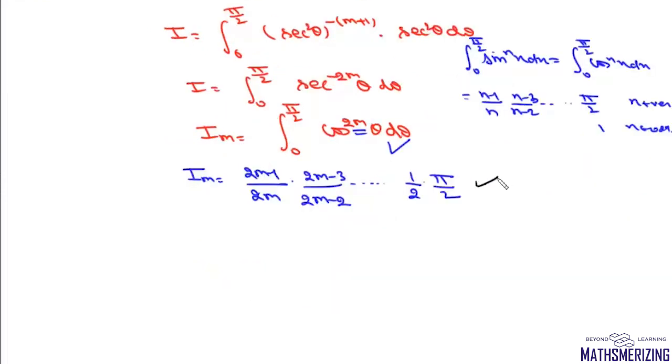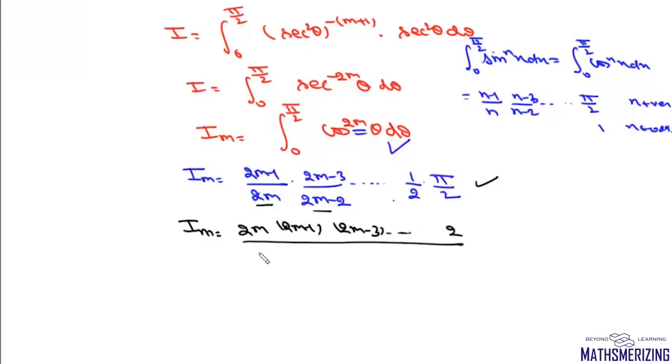So that is the answer to this question. Now what we'll also do is we'll try and simplify this result. So I can write this as, we'll multiply it with 2m, 2m minus 2, and then 4 and 2 in the numerator and denominator. Then it will be 2m into 2m minus 1, 2m minus 3, and into 2, and in the denominator will be 2m, 2m minus 2, and then 4 into 2 whole square into pi by 2.